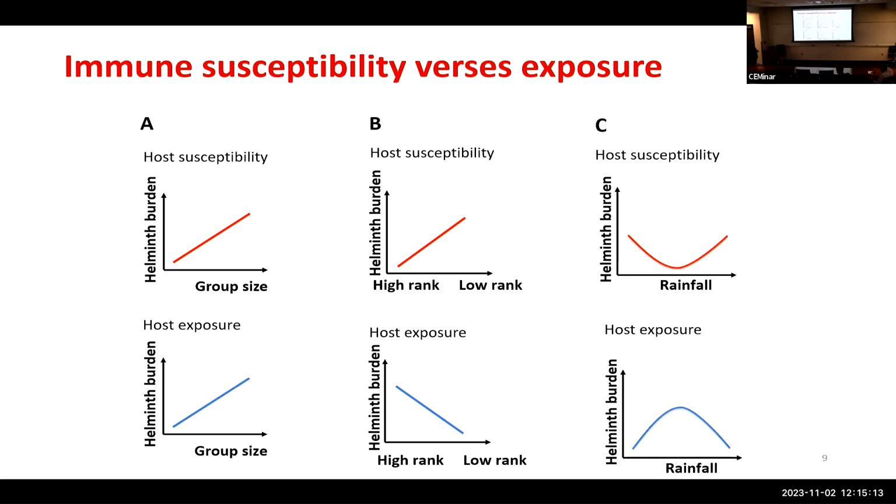Then we have one last one, rainfall and also temperature. Hosts will thrive when there are optimal levels of rainfall. If there's too little rainfall, host body condition is not good.